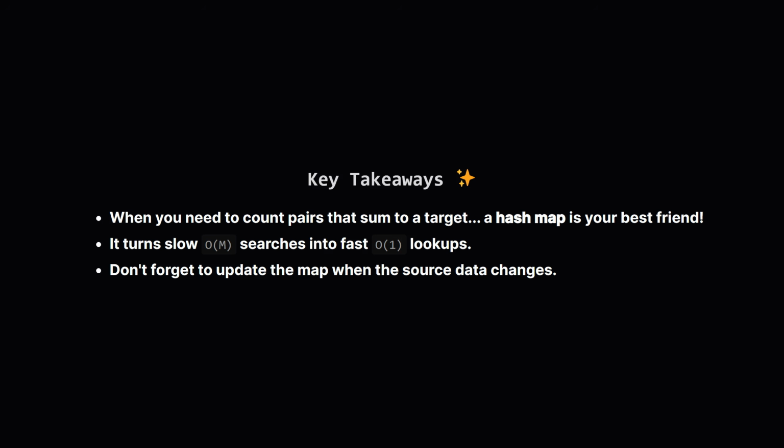The big takeaway here is a classic problem-solving pattern. Whenever you're asked to find pairs of numbers that add up to something, a hash map should be one of the first things that comes to mind. It's a powerful tool that transforms a slow search-based approach into a much faster one based on instant lookups. The special twist in this problem was just remembering to keep that map updated.